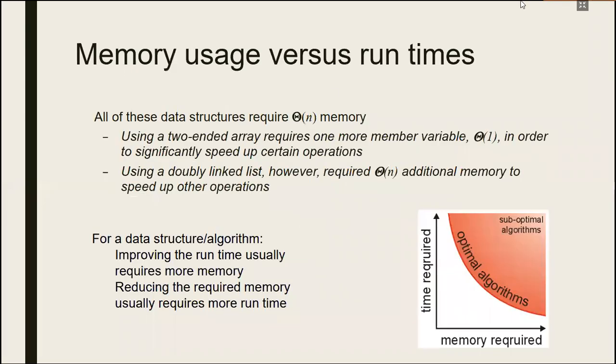Okay, now the memory usage versus the runtime. So what is the difference? In data structures, using a two-ended array requires one more member variable, order of 1, in order to significantly speed up the operation. Using a double linked list, however, requires order of n additional memory. So we know that there are two types of linked list, single and double, and in the double linked list, we actually need a lot more memory. So the memory usage is much more.